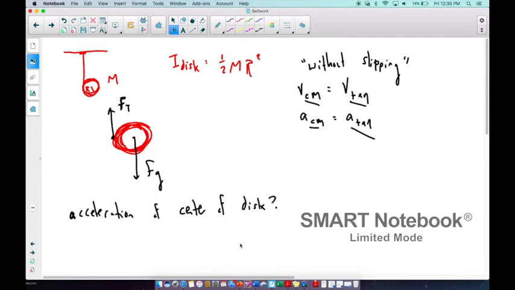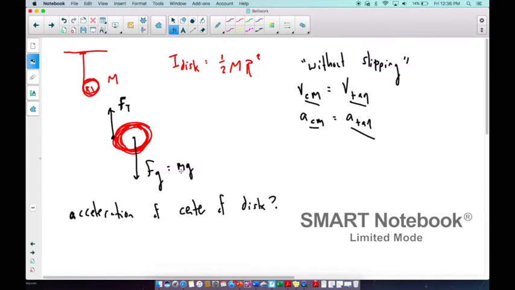All right. So here's where a lot of people screw up. They think that, oh, well, the force of gravity is the only force acting on the center of the object, so the acceleration must just be little g. But unfortunately, that is not the case.